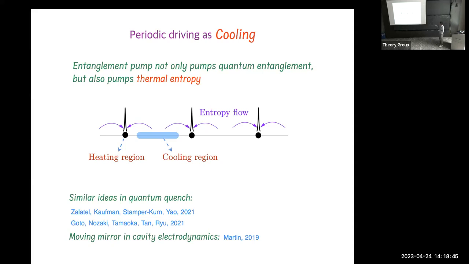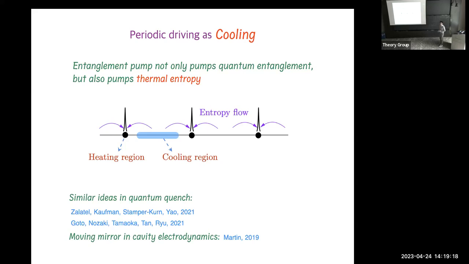When we drive the system in the heating phase, what we found is that the thermal entropy here can be pumped to the energy density peaks. So if you look at the region here, you can find that the temperature will go from finite temperature to zero temperature exponentially fast in time. We will give you some details for this cooling process.